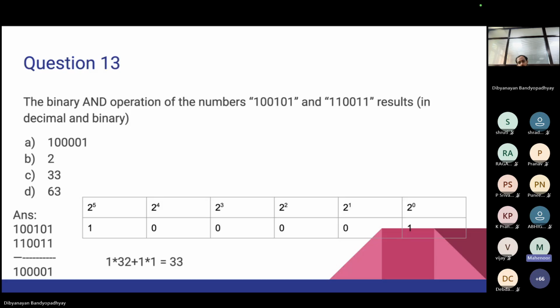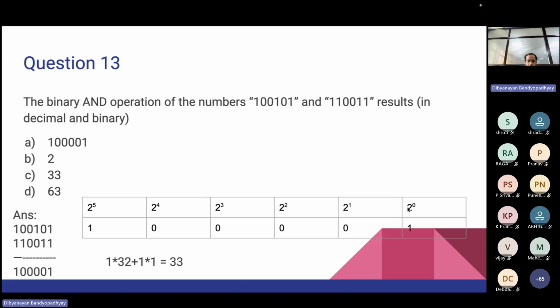Sir, can you repeat the decimal part? Sure, sure. You write this from right to left, okay? You begin from right to left: 2 to the power 0, 2 to the power 1, 2 to the power 2. These will be the fixed things. So 2 to the power 0, 2 to the power 1, 2 to the power 2, 2 to the power 3, 2 to the power 4, 2 to the power 5, up to as many positions as there are digits in the output.